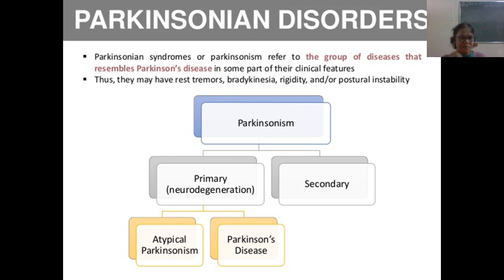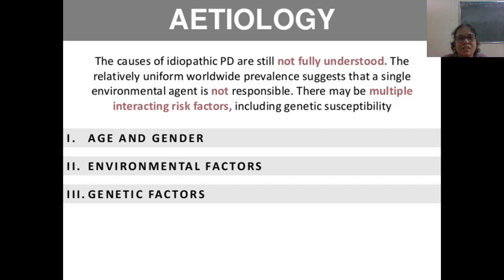These are the various simple classifications of Parkinsonism: primary and secondary. Primary, or neurodegeneration, may again be divided into atypical Parkinsonism and Parkinson's disease.